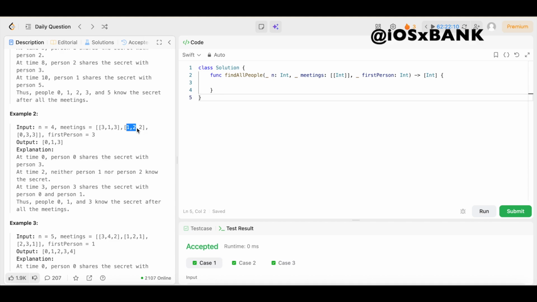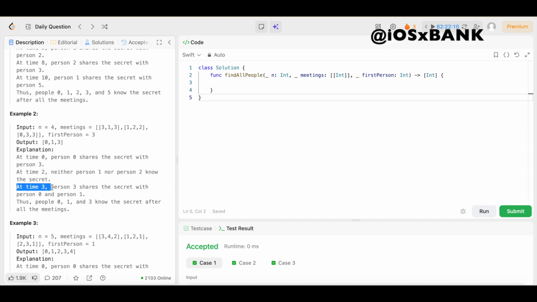Persons 1 and 2 have a meeting at 2. Then persons 3 and 1 have a meeting at 3, and persons 0 and 3 also have a meeting at 3. So that means 2 is the earliest meeting. But since the first person to get the secret was 3, and the meeting at 2 is between 1 and 2, that means 1 and 2 do not know the secret at the time. So once again, that's why it says at time 2, neither person 1 nor 2 knows the secret.